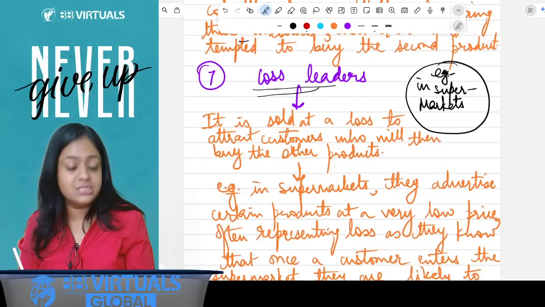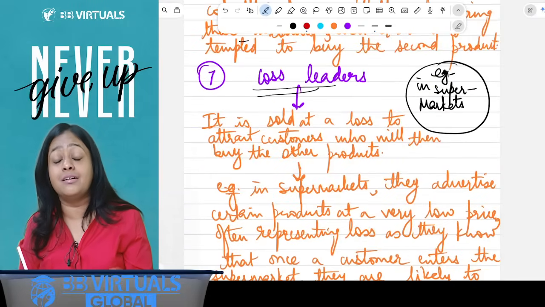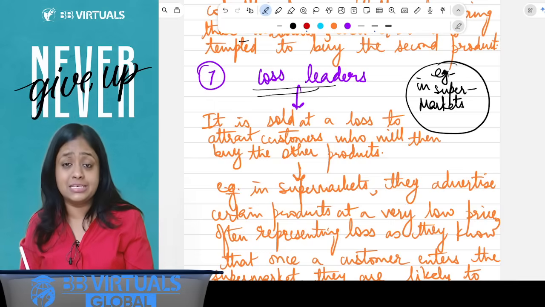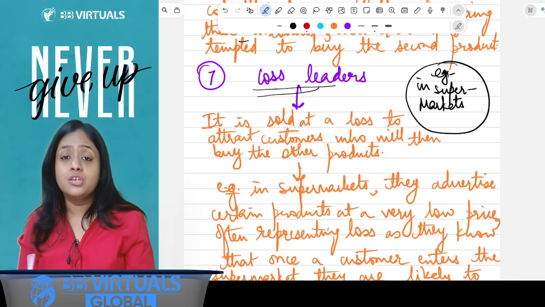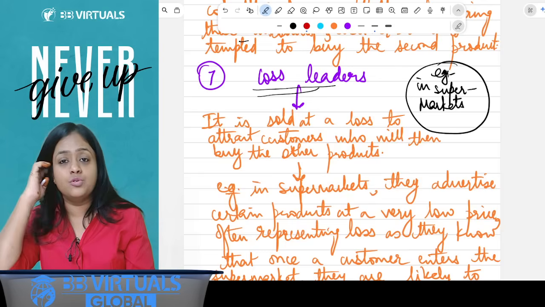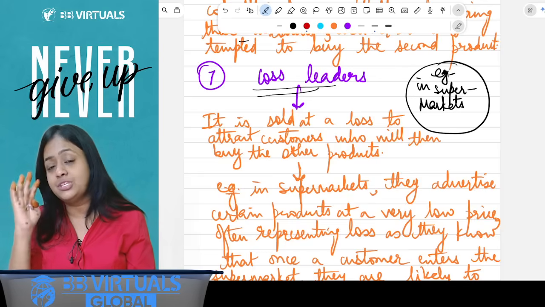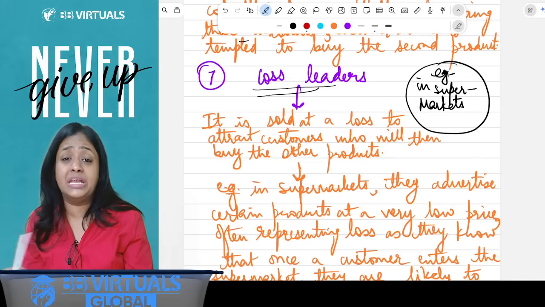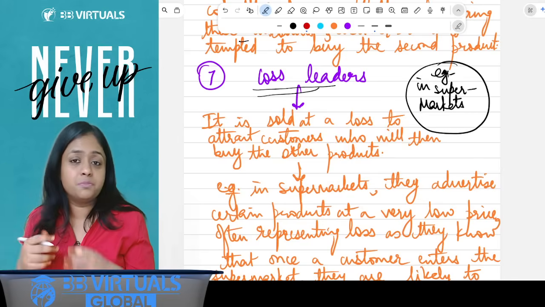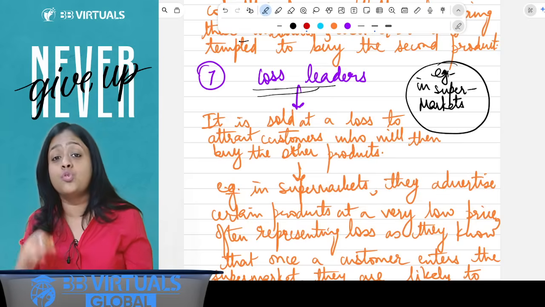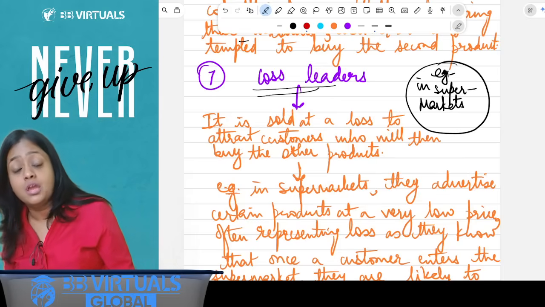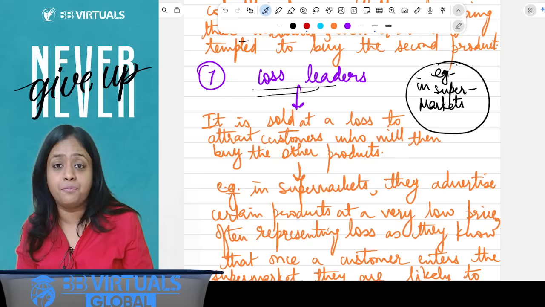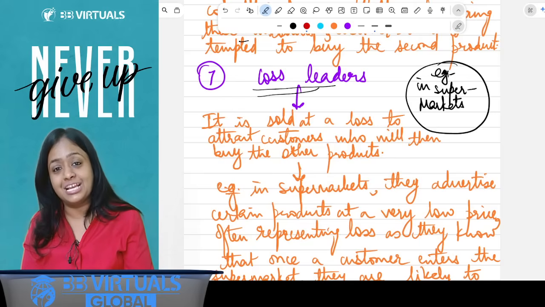Then we have loss leaders. Loss leaders are very frequently asked in exams, like supermarkets. For example, you see an ad which shows that a particular product is now at 90% discount. That means it may probably be selling at a loss. You go to the supermarket to buy that product, but along with that product you buy many other products as well, where the prices are not that slashed.